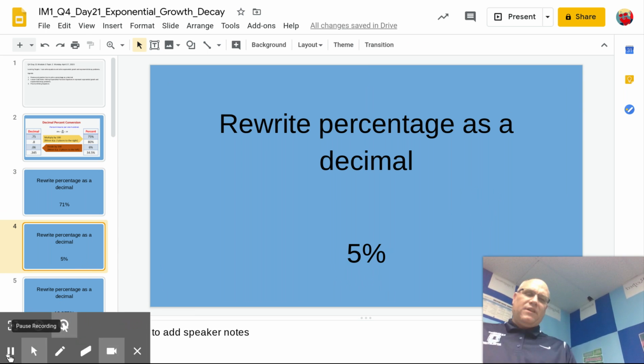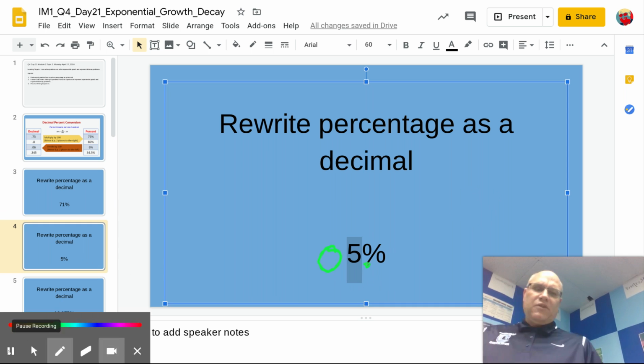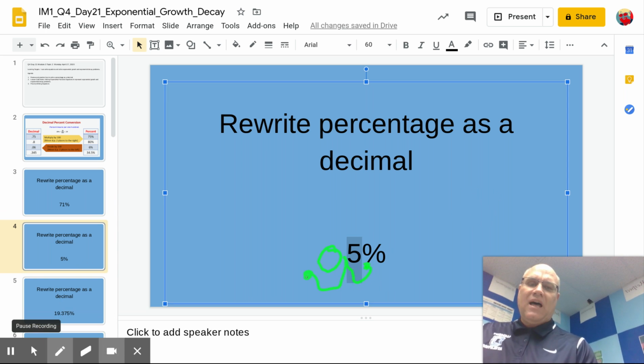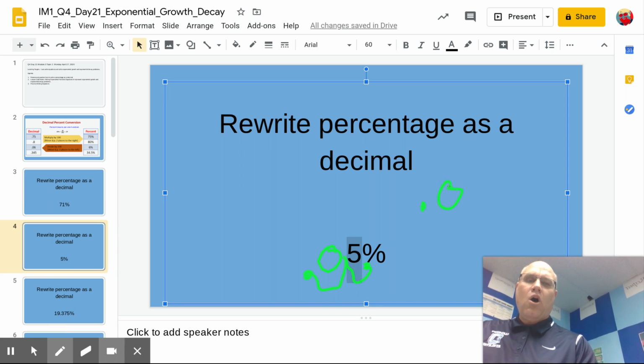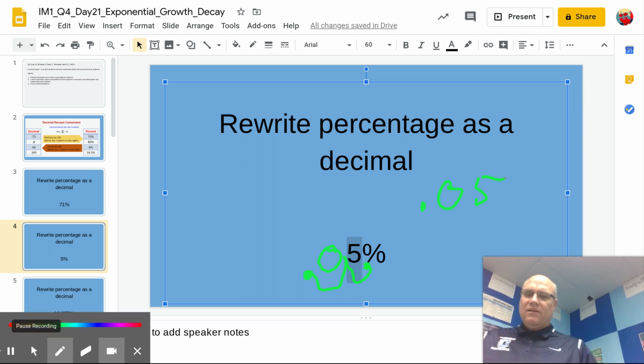Be careful with this one, 5%. Can you write that as a decimal? So on this one, I put a leading 0 in front of the 5. My decimal's after the 5. So 1, 2 to the left, so I have 0.05. You should have 0.05 represents 5%.